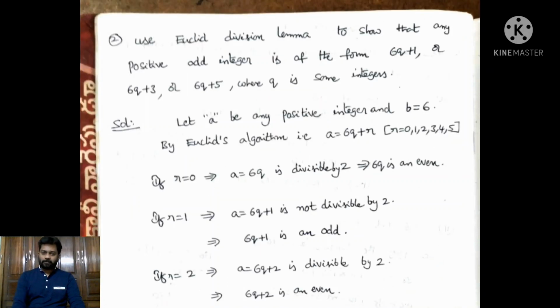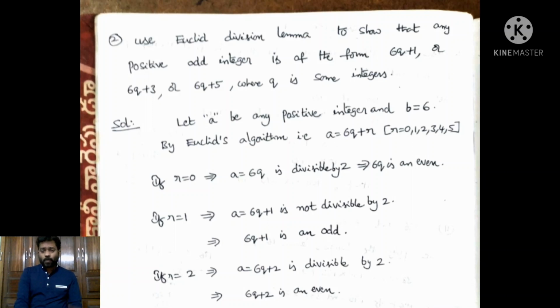Second sum. Use Euclid division lemma to show that any positive odd integer is of the form 6q plus 1 or 6q plus 3 or 6q plus 5 where q is some integer. What is the odd form? Odd form is 2q plus 1. That is the solution.